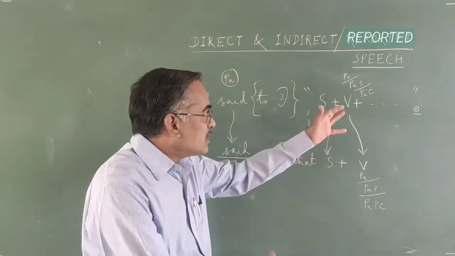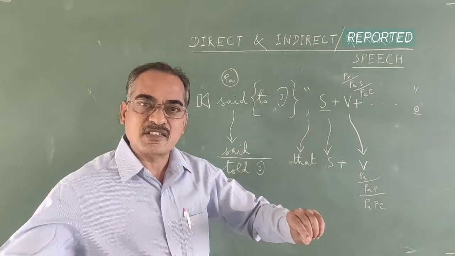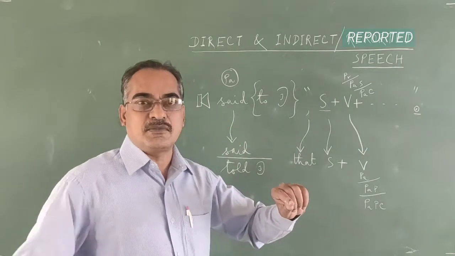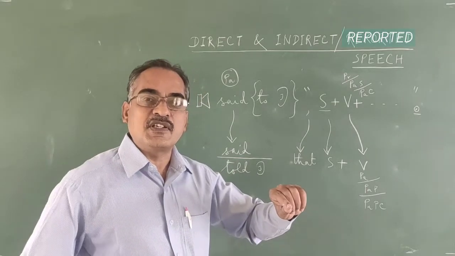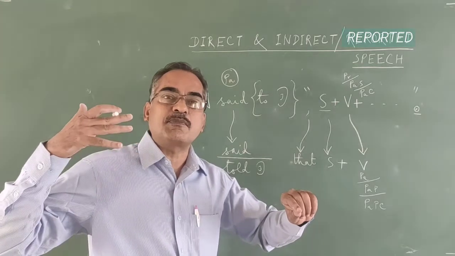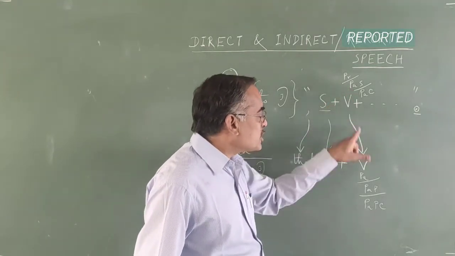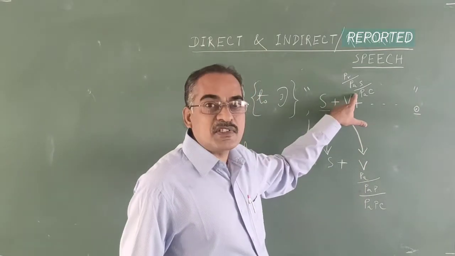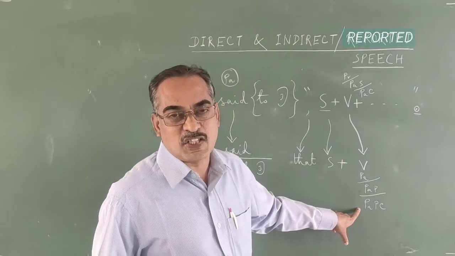Imagine, if the reported verb here is in present simple, it should be written in past simple. If it is in present continuous, it should be written in past continuous. If it is in present perfect, it should be written in past perfect. If it is in present perfect continuous, it should be written in past perfect continuous. Whereas, if it is in past simple, it should be written in past perfect. If it is in past continuous, it should be written in past perfect continuous. This change has to be done.